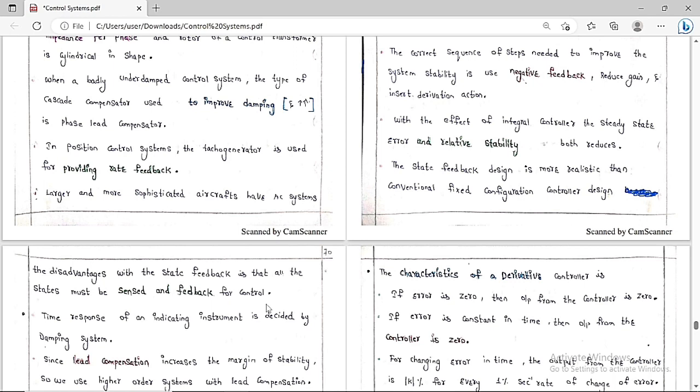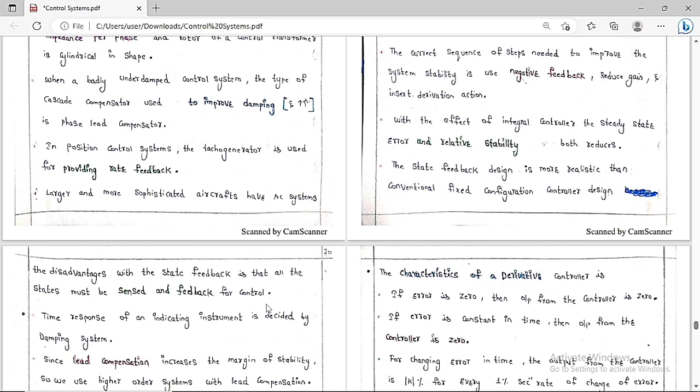So in simple words, there are two methods for the controller design. One is the state feedback design and the other is the conventional fixed configuration. Out of this, state feedback design is more realistic when compared to conventional fixed configuration. Whereas the disadvantage of the state feedback design is that all the states are sensed and also fed back for the controller. So this is the main disadvantage in the case of state feedback design.